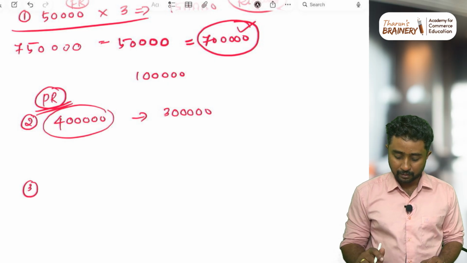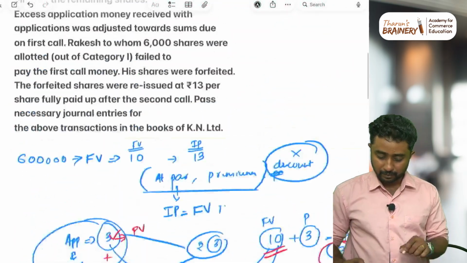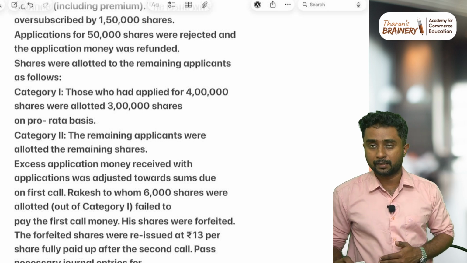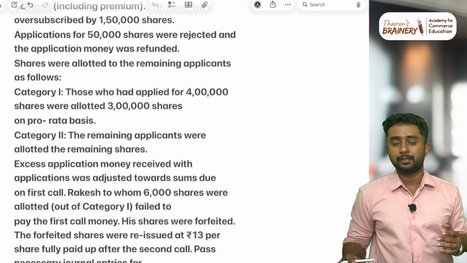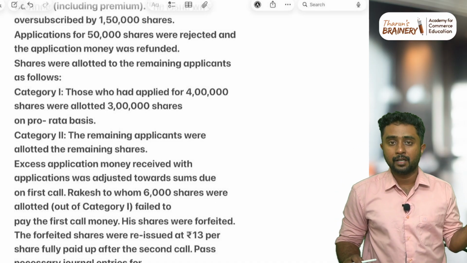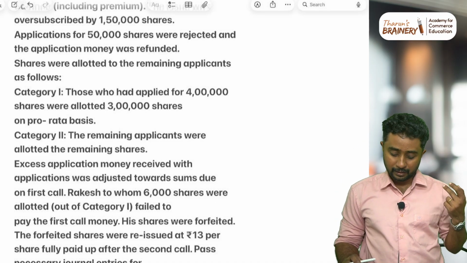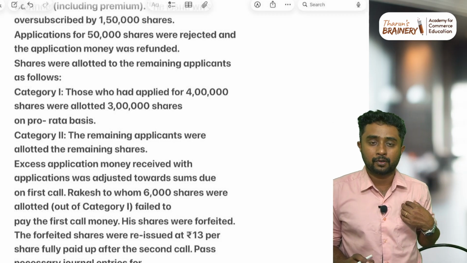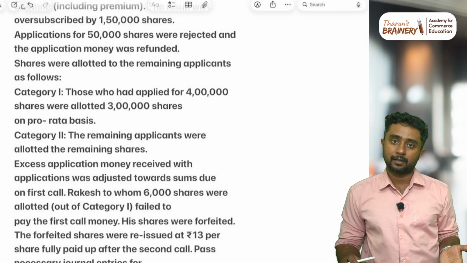Now coming to the third category. Again, one more category is there, right? Even though category 1 and 2 are mentioned there, we are discussing it in a different way, so we can classify them into three categories. The first category was 50,000 shares who didn't even receive a single share. The second category is category 1. According to the question, category 1 applied for 4 lakh shares and they are being allotted 3 lakh shares.